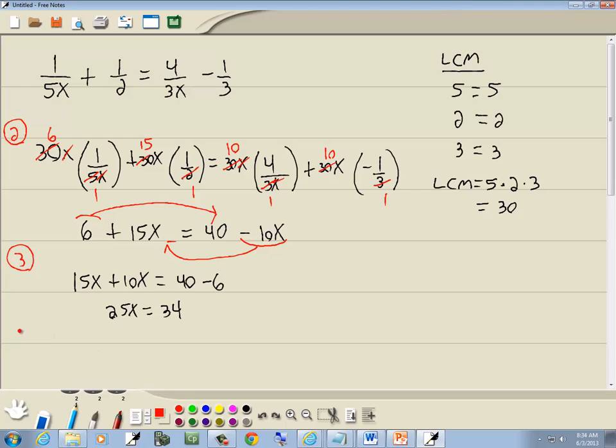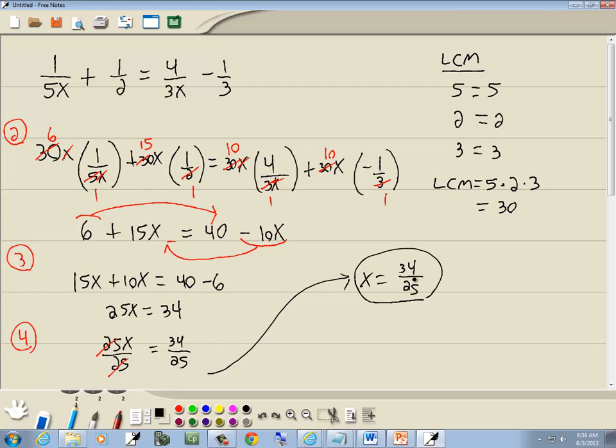Last step. Divide both sides by the number in front of your x. Well, the number in front of our x is 25. So we'll divide both sides by 25. And these 25s are going to cancel. And we got x is equal to 34 over 25. And that's our answer. And let me go ahead and correct it on my piece of paper over here.